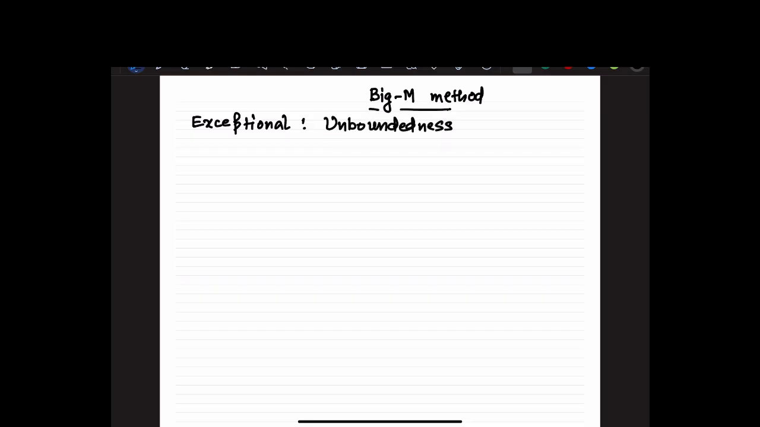In this lecture, we'll see another exceptional case by applying the big M method. The exceptional case is the case of the unboundedness of the LPP's objective.